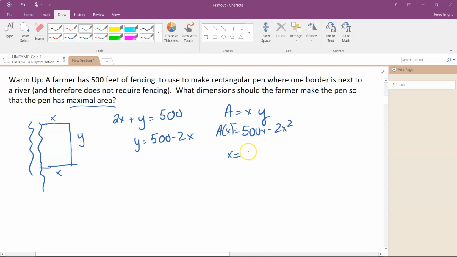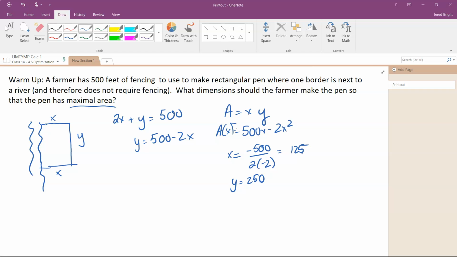So that would be minus b, so minus 500 over 2a. And so then what is that, 500 over 4? So 125. And then consequently we find that y is 250. Okay, so then I would just have to say that the two widths should be 125 feet and the length should be 250 feet, and I would write that all in a sentence and I'd be done.